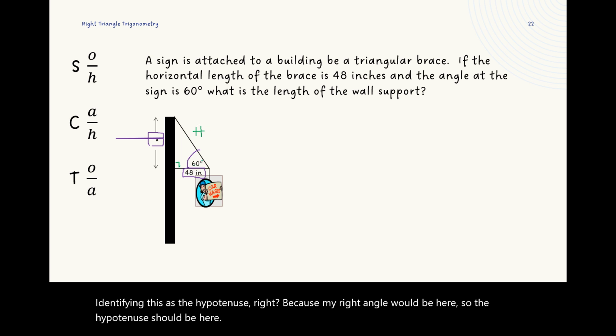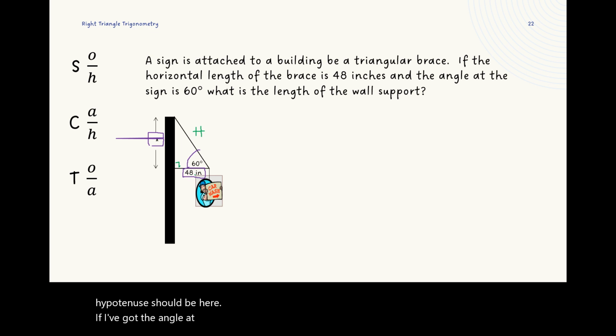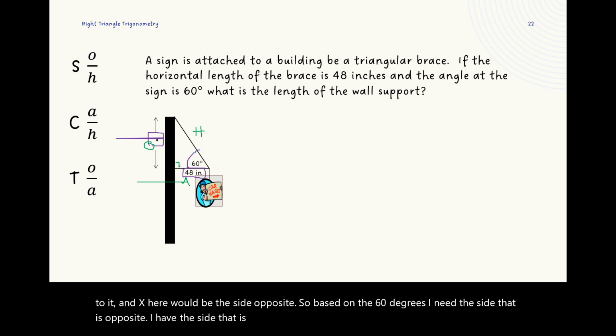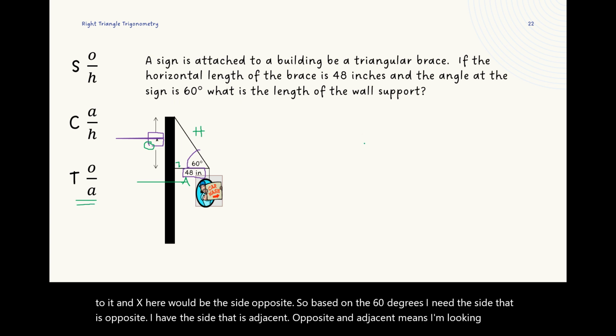If I've got the angle at 60 degrees, then 48 would be the adjacent side because it's right next to it. And X here would be the side opposite. So based on the 60 degrees, I need the side that is opposite. I have the side that is adjacent. Opposite and adjacent means I'm looking for tangent.